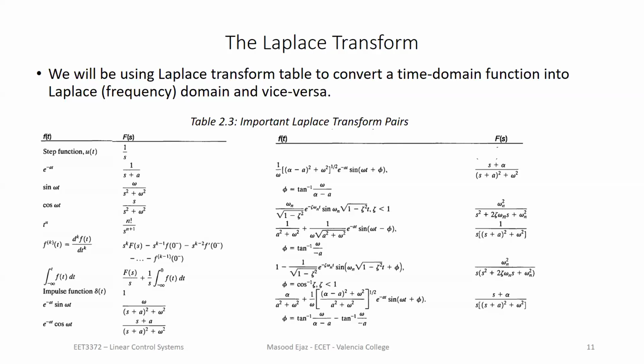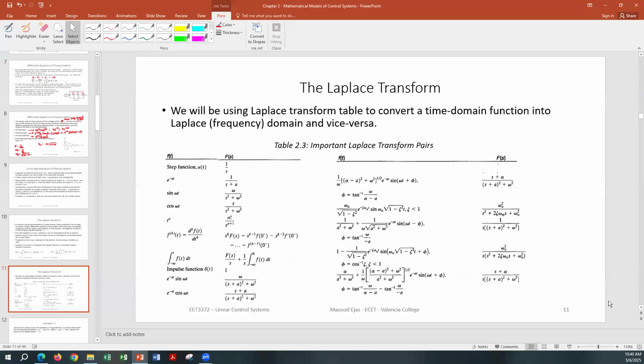So there are multiple pairs, Laplace pairs given over here. There are some of them that are important that we'll be using very frequently. For example, we're going to be using the step function very frequently. If input is given by r(t) usually, and input is a step function, then the Laplace transform of the input is 1 over S, which is given in here. So that is one of the functions we'll be using very frequently. This we will be using very frequently as well. Laplace transform of the exponential function, e to the power negative alpha t, is 1 over S plus alpha.